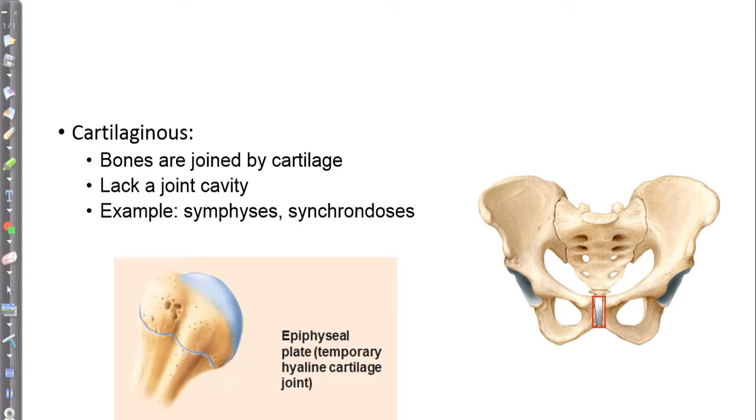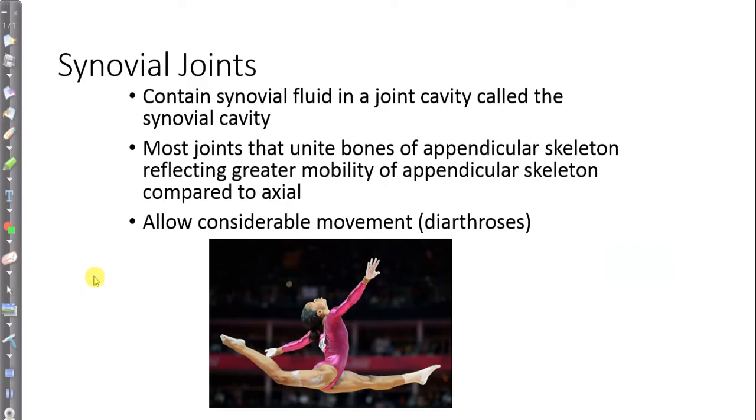An example of the synchondroses, we should recognize the chond here being cartilage. We talk about the growth plates. Here's an epiphyseal plate of a long bone. This is actually a synchondrosis. This actually represents cartilage that's a joint between two parts of bone.